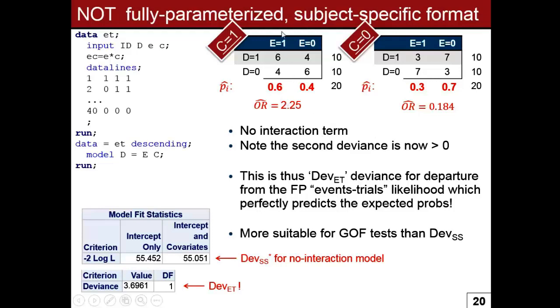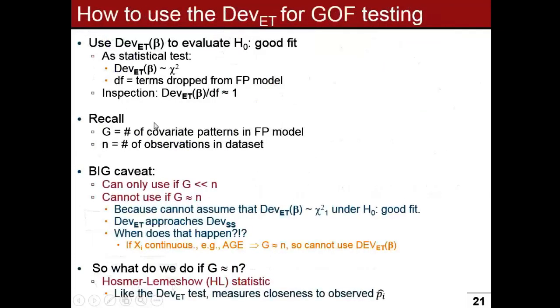Like here were the four covariate patterns, C equals 1, E equals 1, and then we said that the observed probability of disease was 0.6, 0.4, 0.3, and 0.7. And so that fully parameterized model estimated these perfectly. The deviance events trials measured the departure from the model that has all the possible interactions. This model does not have the E by C interaction term, and this was the test statistic value for that. We talked about how there was a chi-square test.